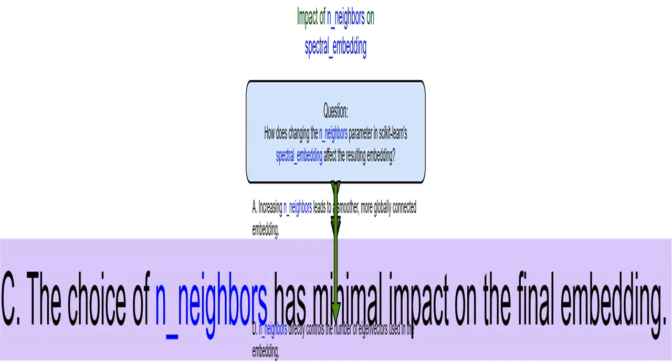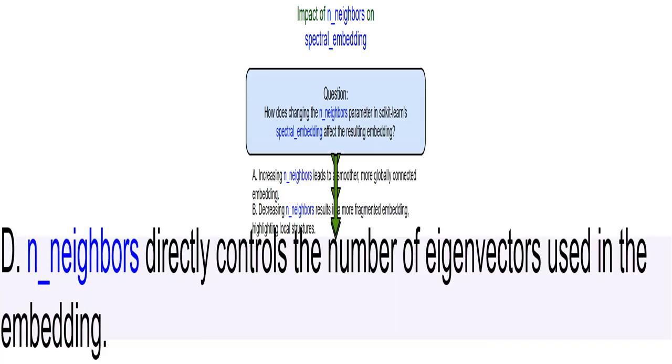This suggests that the n_neighbors parameter does not significantly matter in spectral embedding, which is incorrect. I know this is wrong because the parameter heavily influences the graph structure, which directly affects the resulting embedding. This statement wrongly claims that n_neighbors dictates the number of eigenvectors. I know that is wrong. In reality, the number of eigenvectors used is controlled by a different parameter, n_components, and is completely unrelated to n_neighbors itself.